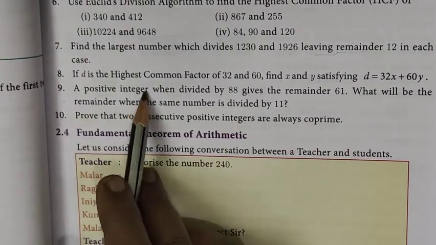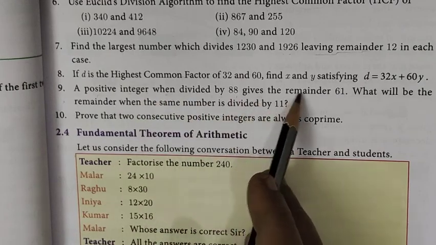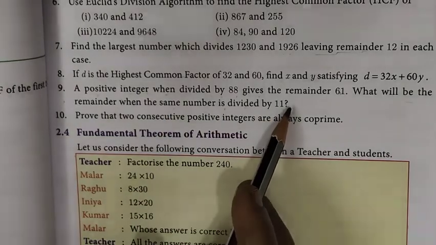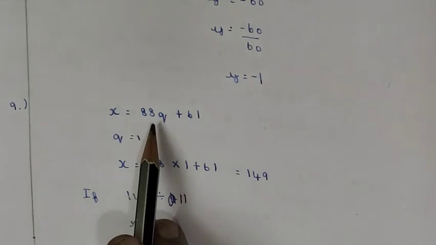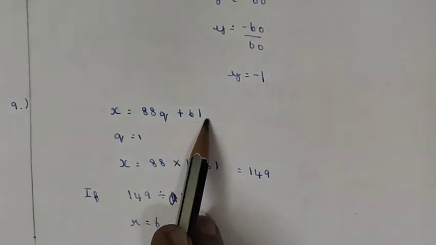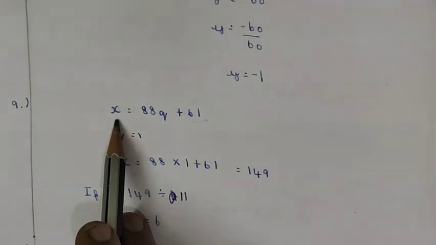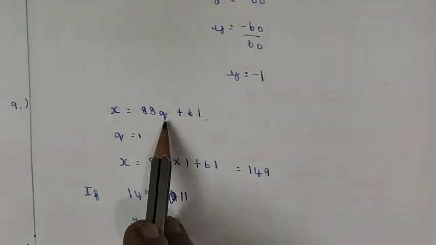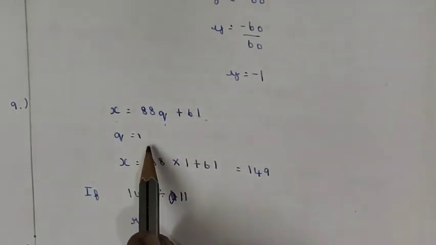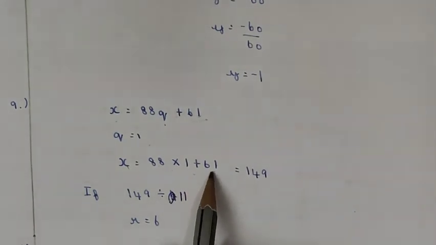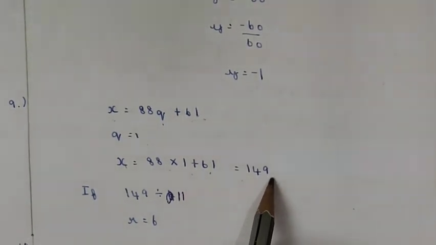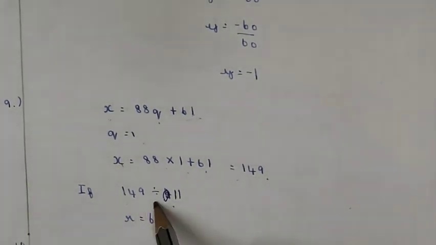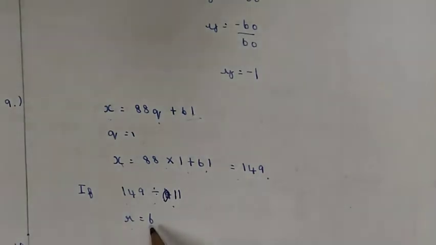Ninth sum, a positive integer when divided by 88 gives the remainder 61. What will be the remainder when the same number is divided by 11? When a number is divided by 88, it gives the remainder 61. So the unknown number is x equals 88 into q plus 61. When we give the quotient as 1, x equals 88 into 1 plus 61, that is 149. So we have to check whether this 149 is divisible by 11. The remainder is 6.